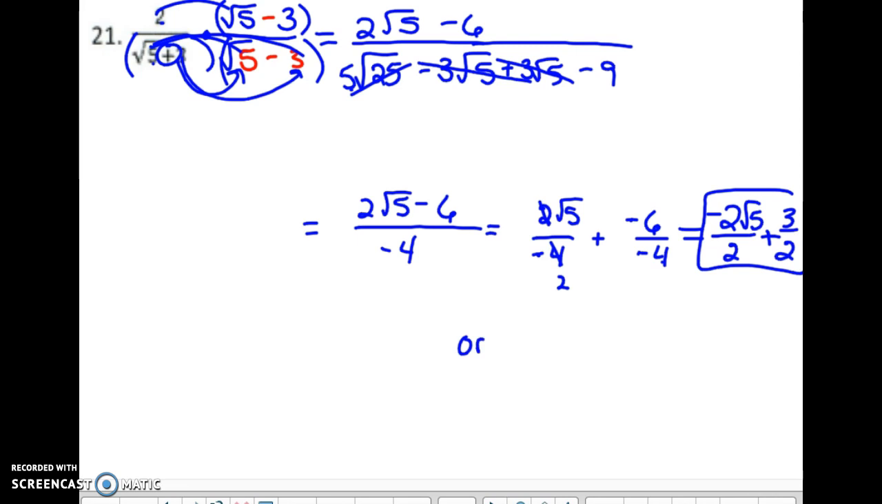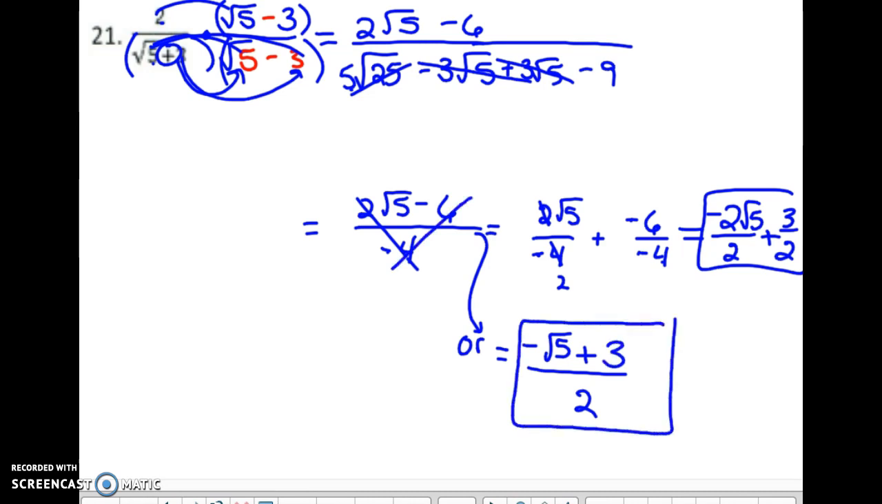Or from here, we could say, I'm going to change both of my signs up top to a negative and then a positive, and then just kind of cancel each one in your head. So that'd be negative 1 square root 5 over 2. And 4 and 6 have a 2 in common, plus 3. Both are equally correct. Good luck on your review packet.